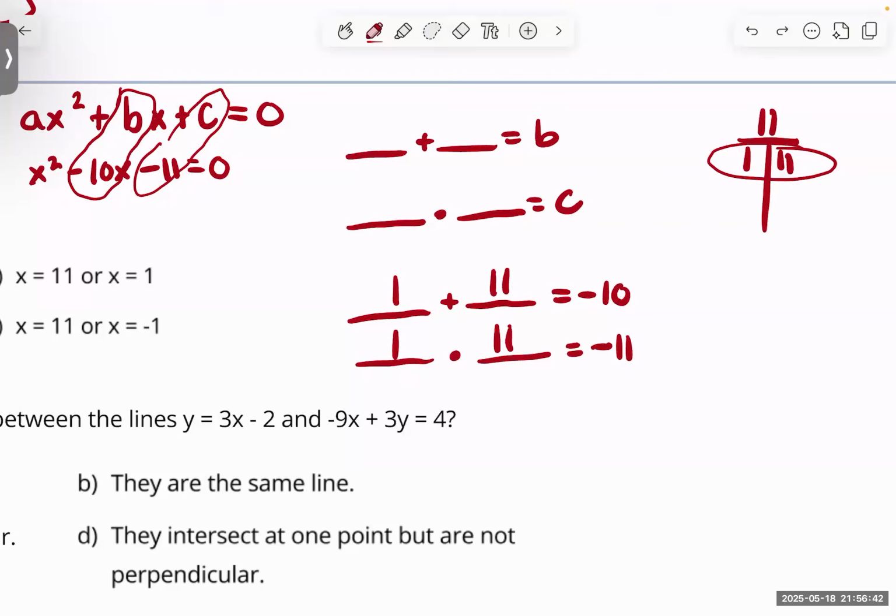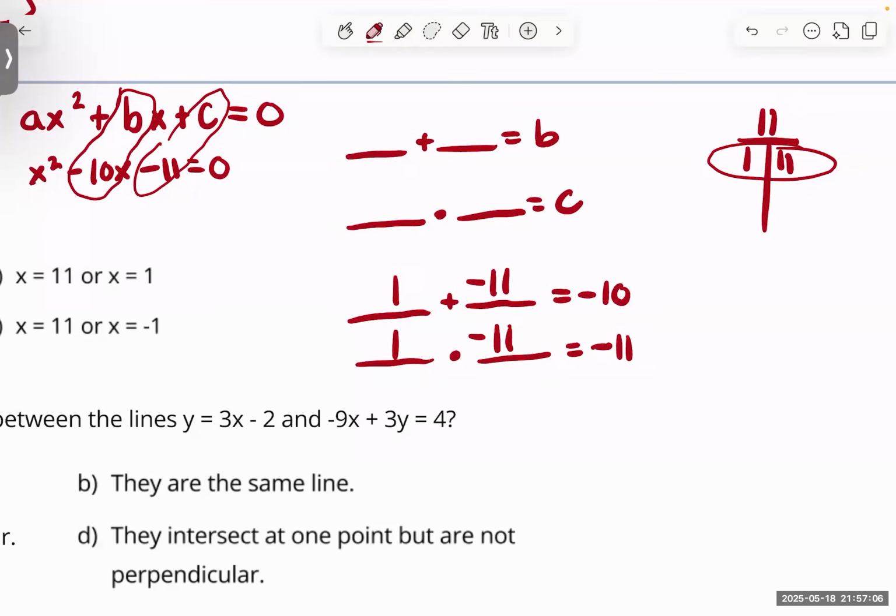So how do I change these numbers so that it equals negative 10? Well, if it equals negative 10, that means the bigger number has to be negative, right? So, because 1 minus 11 is negative 10. And if you don't know that, that's okay. Use your calculator. Now, because it's 1 minus 11, that means this one also has to be minus 11.